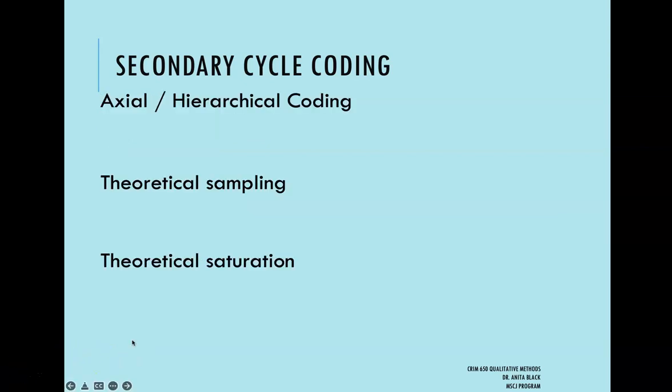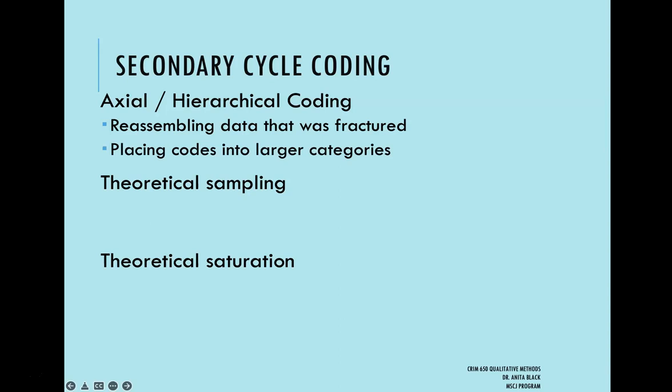In secondary cycle coding, researchers also identify groups and patterns within the data through axial and hierarchical coding. This type of coding involves reassembling data that was fractured during the primary cycle coding process. Hierarchical coding specifically includes grouping together various codes into hierarchies or umbrella categories. So if you look at exercise 9.1, it's on page 227. This exercise is titled Grouping Together Codes via Axial and Hierarchical Coding.